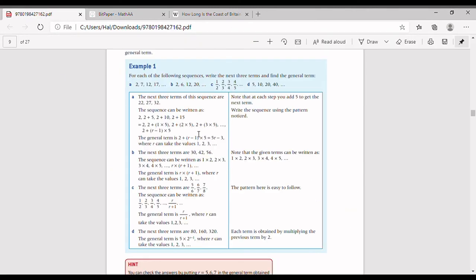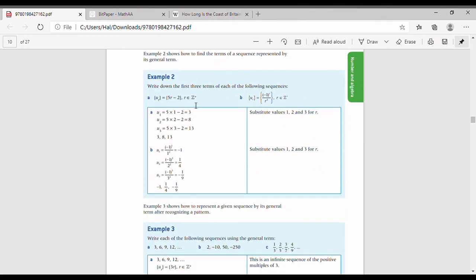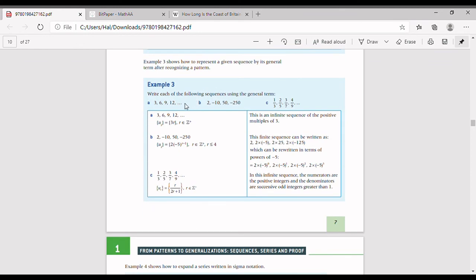Okay, this has been a kind of a long video, but I hope you get the right idea. This example 2 should be a little bit easier. You're just doing it backwards. All you have to do is plug in. And then example 3 is just more of finding the general term. So if you have questions about these, please bring these to class.